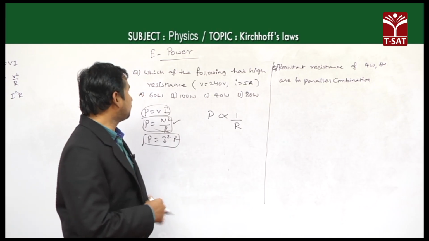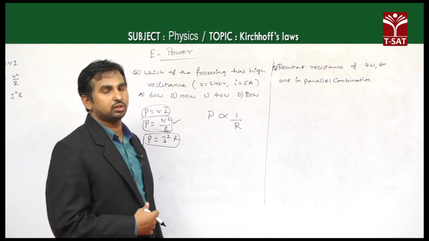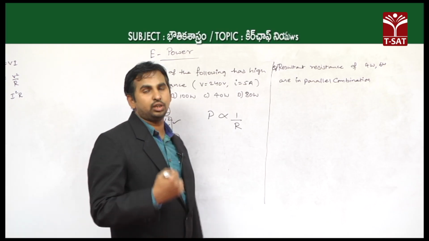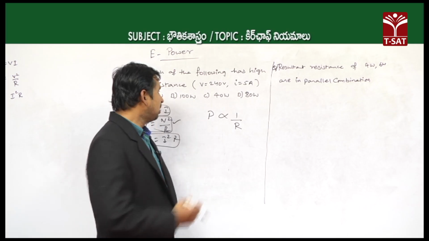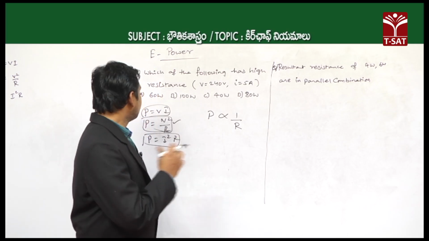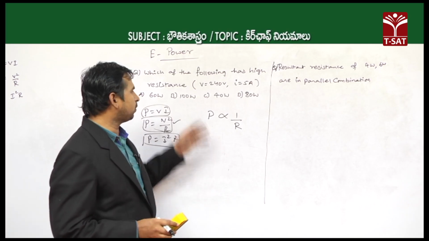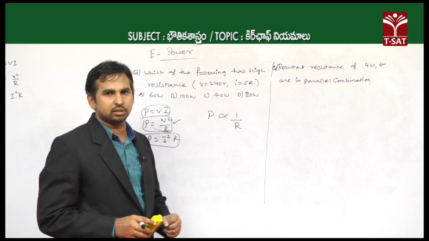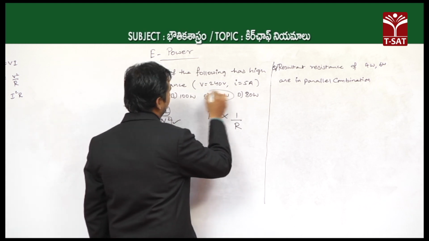Of the given options, as we need the maximum resistance, the R value needs to be more. So the power we take should be less. Of the options 60, 100, 40 and 80, the least power is 40 watts. So the correct option is 40 watts.